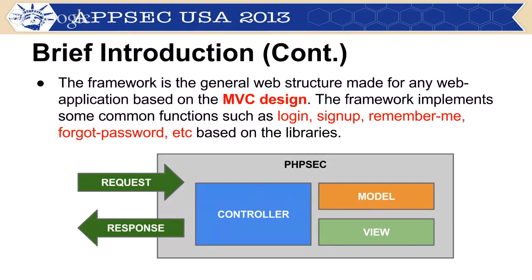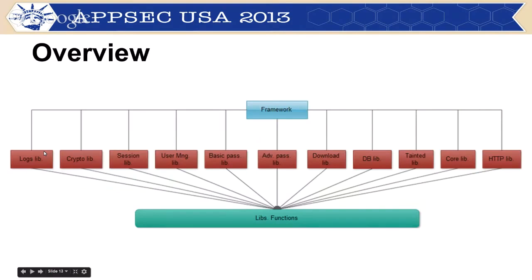Okay, so you can see what is the structure of the entire project. There are libraries present, which you can see in red, and on top of that, a framework is built, which you can see in blue. And the green part just shows how they are connected, libraries and functions.